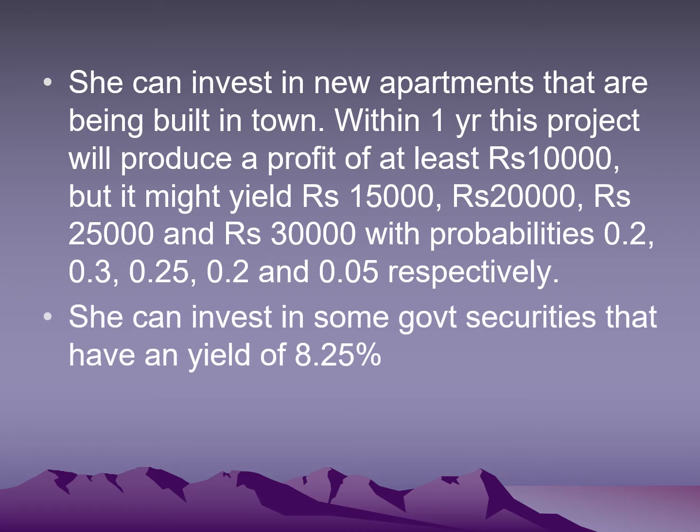She could also invest in apartments, in which case she would have a profit of 10,000 or 15,000 or 20,000 or 25,000 or 30,000 with probability 0.2, 0.3, 0.25, 0.2 and 0.05 respectively. Or she could invest in some government securities that give a yield of 8.25%.